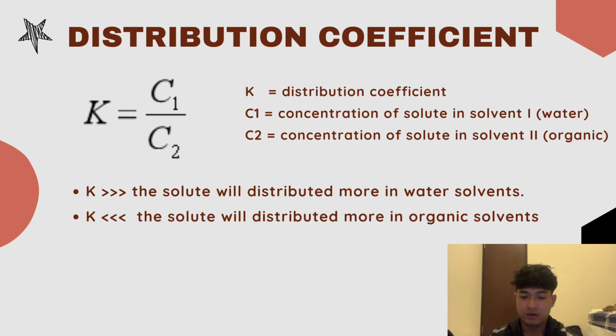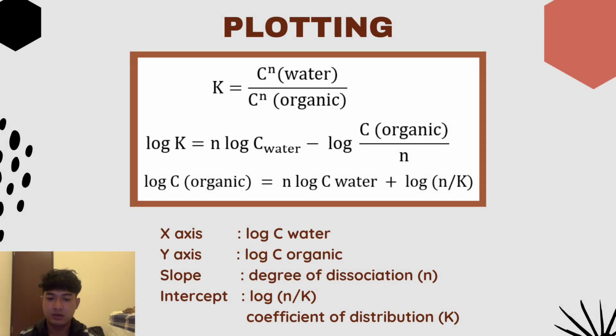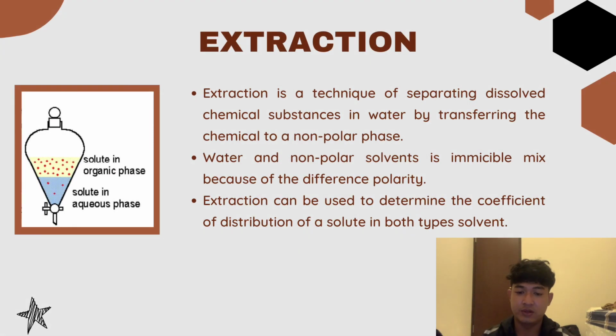If the value of K is large, the solute will tend to be distributed more in the organic solvent. If the K value is small, the solute will tend to be distributed slightly into the organic solvent. As you can see, here is the formula of the equilibrium constant: the X-axis is log C water, the Y-axis is log C organic, the slope means the degree of dissociation or n, and the intercept is log n per K, where K is the coefficient of distribution. And the next is extraction.